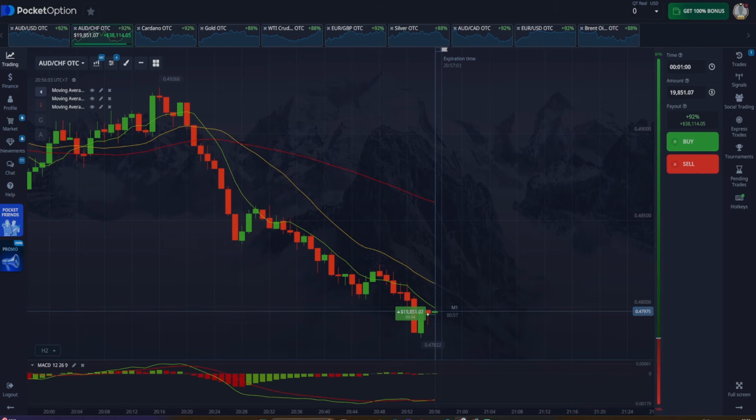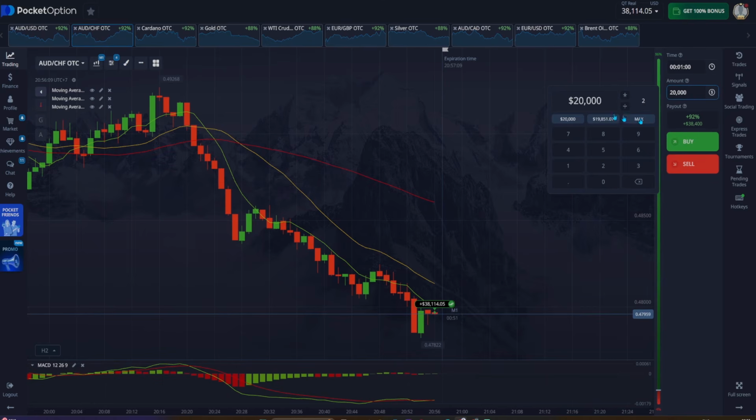Yes, price is pushing upward exactly as analyzed. Okay, profit. We're ready to continue and open the market again for the next opportunity.